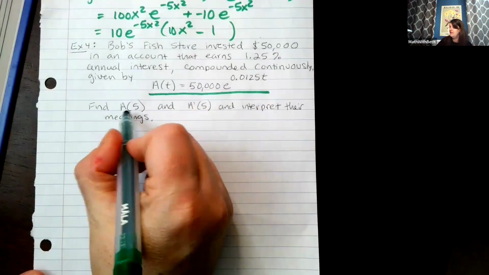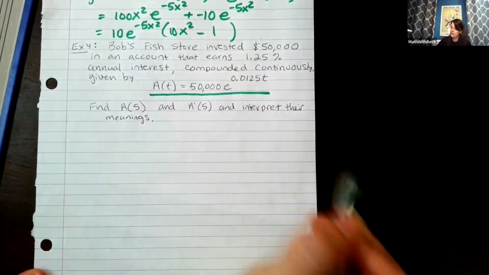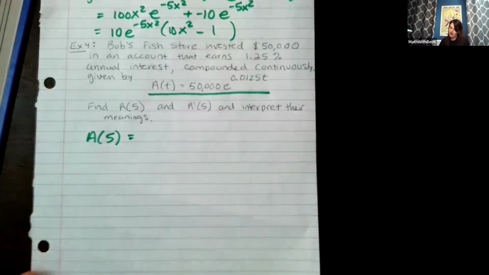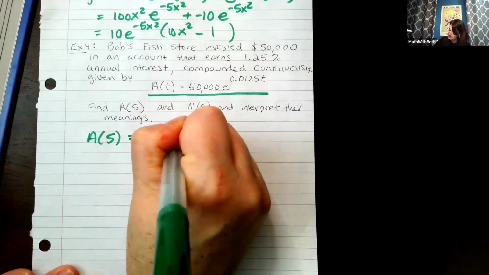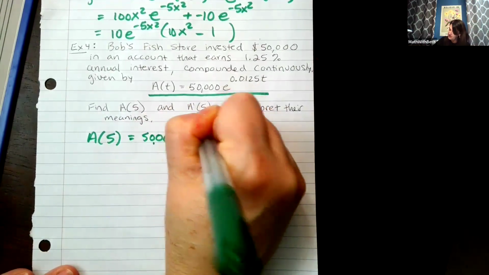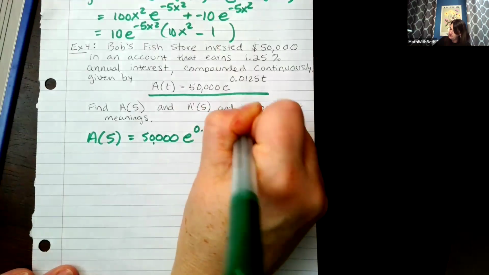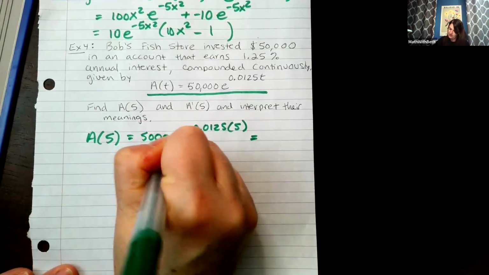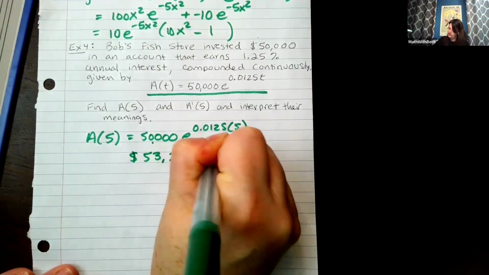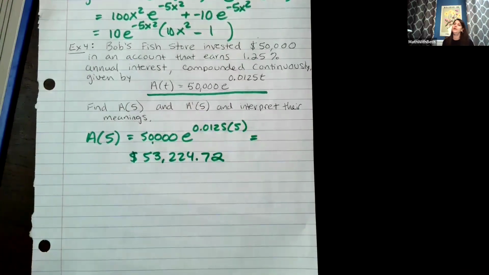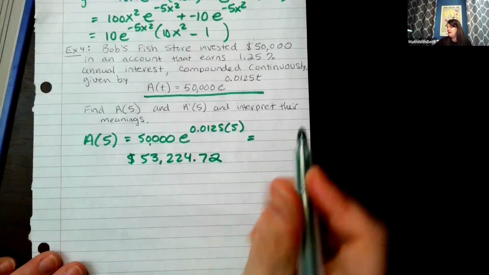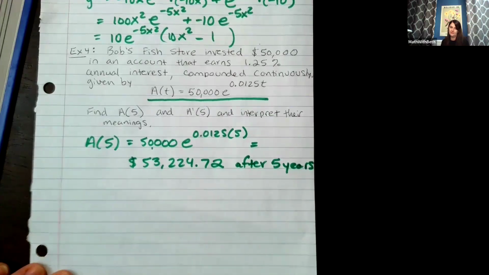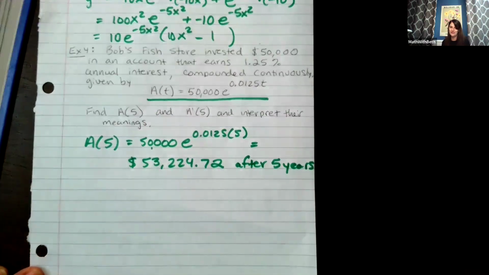Now they just want us to find A of 5 and A prime of 5 and interpret their meaning. So A of 5 means just plug 5 into this problem. So we'll do the 50,000 times e raised to this times 5 and see what we get. We get $53,224.72. So interpreting the meaning, this is how much money we will have after 5 years. Or how much Bob's Fish Store will have after 5 years.